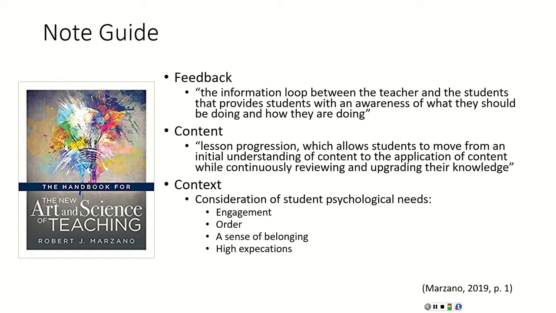So the textbook is divided into 3 different sections. It has different elements and strategies for being an effective teacher and creating an effective learning environment. The 3 sections are feedback, content, and context. And the elements that have to do with feedback are just providing students with feedback as to how they're progressing on the learning objectives, and then vice versa, the teachers also finding out that information.